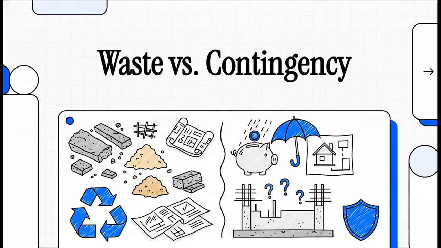Welcome to The Explainer. Today we're going to dive into the world of construction costs. Specifically, we're going to break down two really critical but often confused parts of any project budget: waste and contingency. And listen, understanding the difference isn't just for the pros, right? It's actually key to making sure any project you're involved with is managed fairly and successfully.